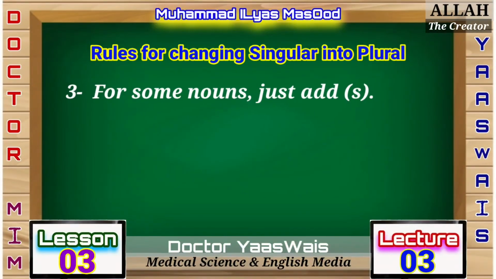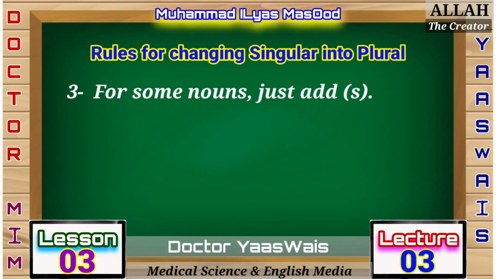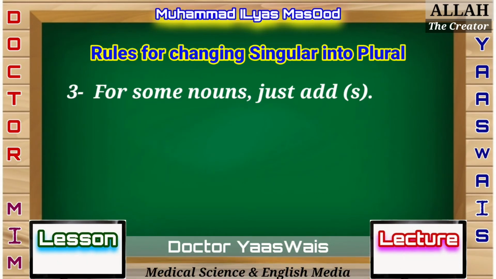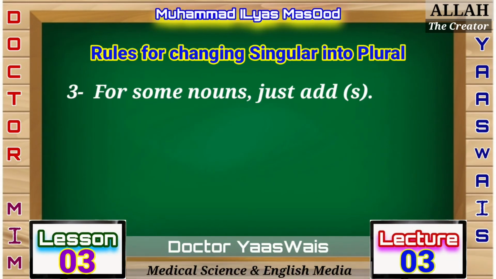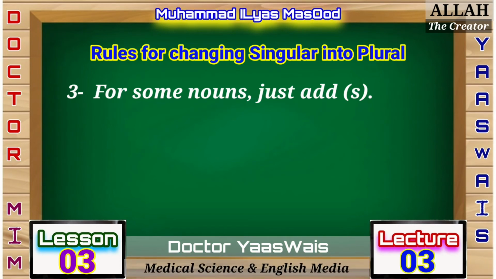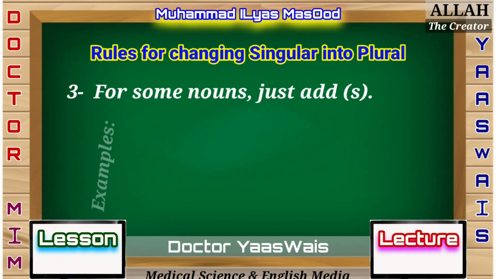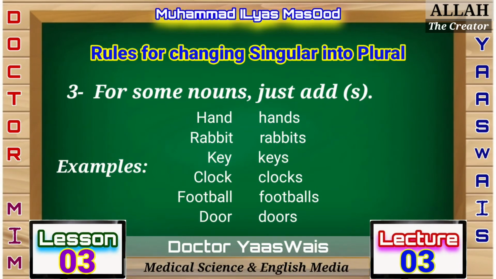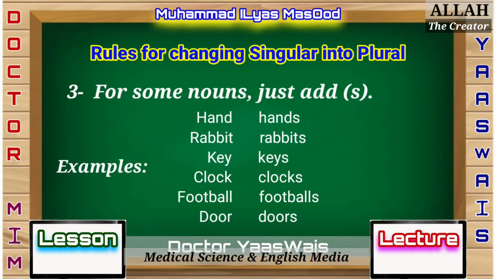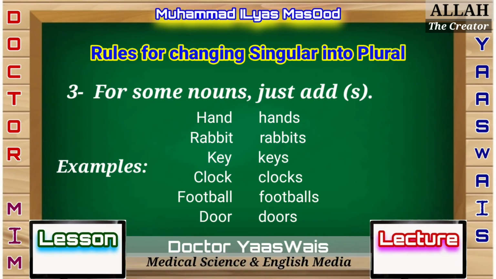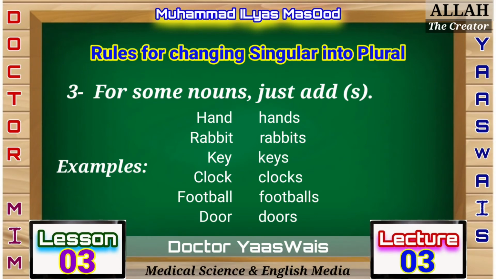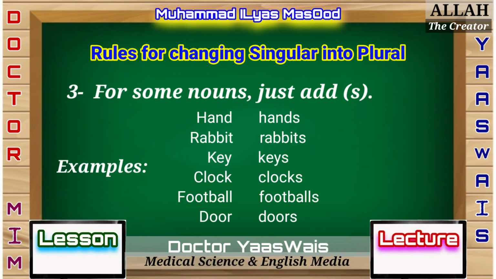3. For some nouns, just add s. Now, these are regular nouns. They follow a specific rule of adding s at the end of nouns to make them plural. For example, for hand is hands, rabbit, rabbits, key, keys, clock, clocks, football, footballs, for door is doors.